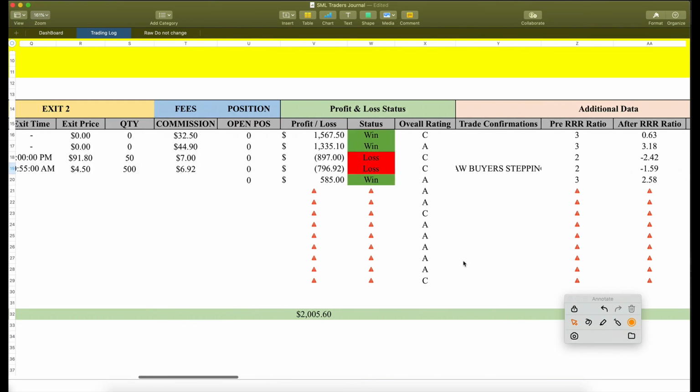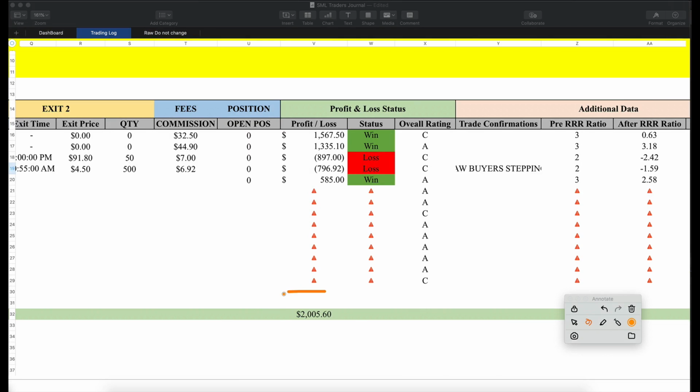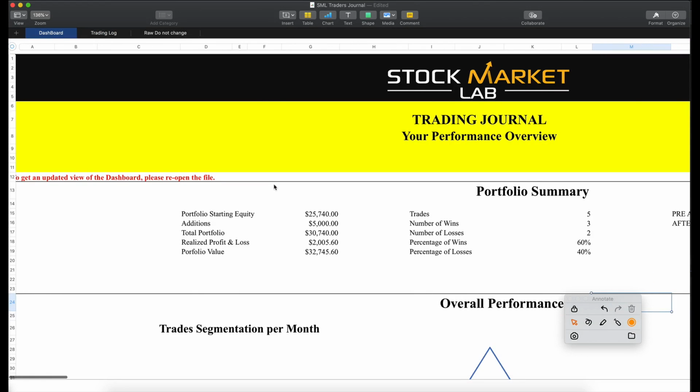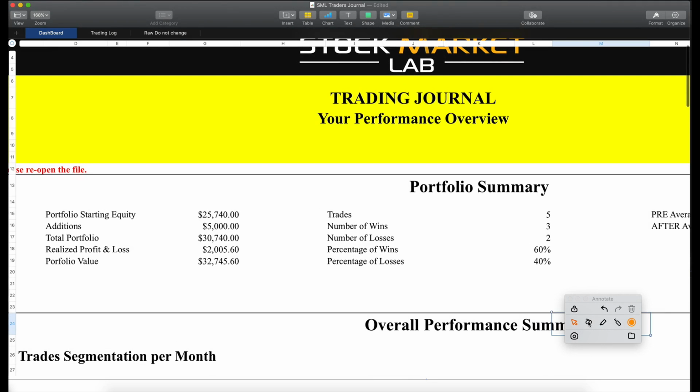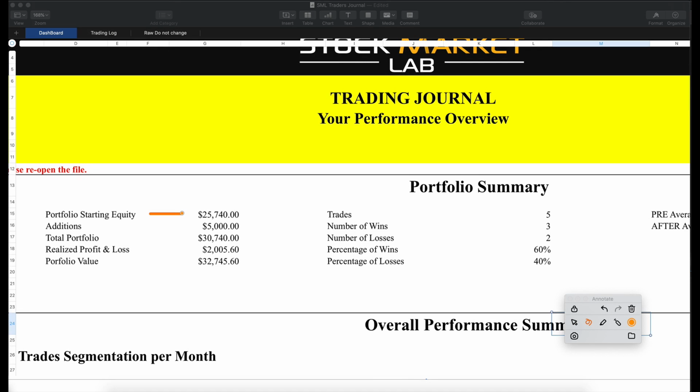Now, if you guys go down here, it'll show you your P&L. You can see on these past 5 trades, we are up $2,000, which is obviously good. Now, we also have a dashboard up here, right? Now, the whole idea of the dashboard, it's just going to show you your full portfolio. How much did you start with? Did you add any money? What's your account at now? $30,740. What's your P&L? $2,000. What's your value? $32,000, right?